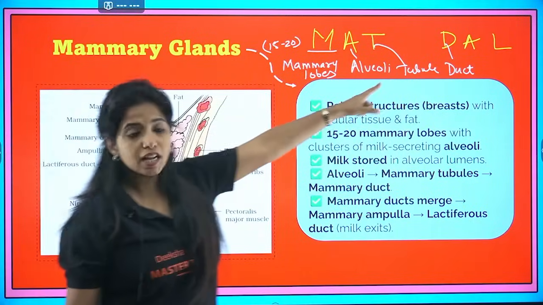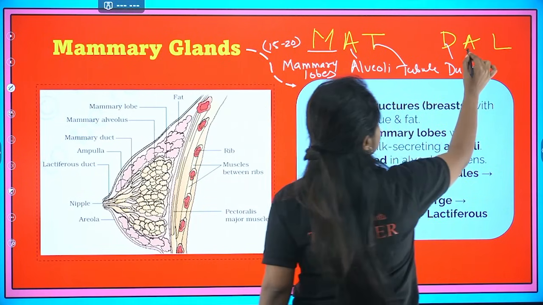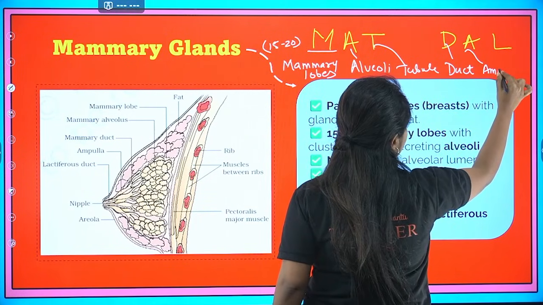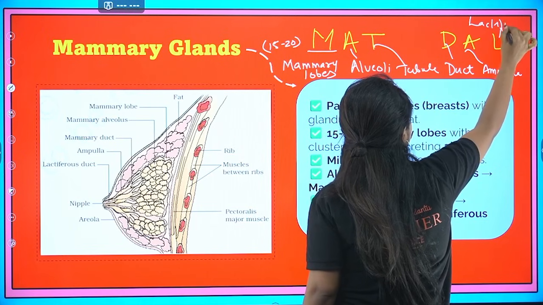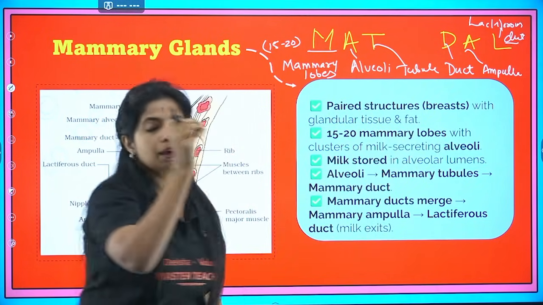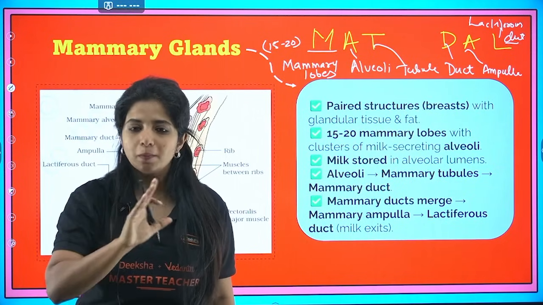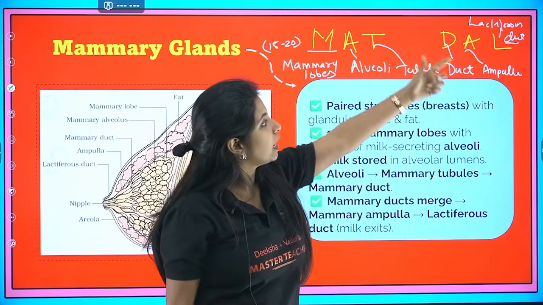Okay, so D stands for duct. And after duct, ducts are going to open up into what? Ducts are going to open up into ampulla. And ampulla is also going to open up into lactiferous ducts. Lactiferous duct. So please remember this flow, mat and dal. So dal fell on mat. That is what I usually say. So mat comes first, mammary lobes, and then there are two of them.